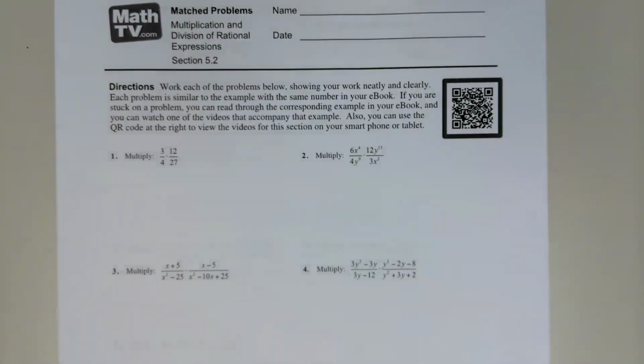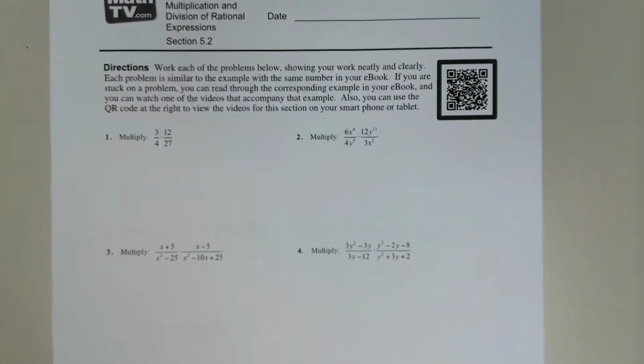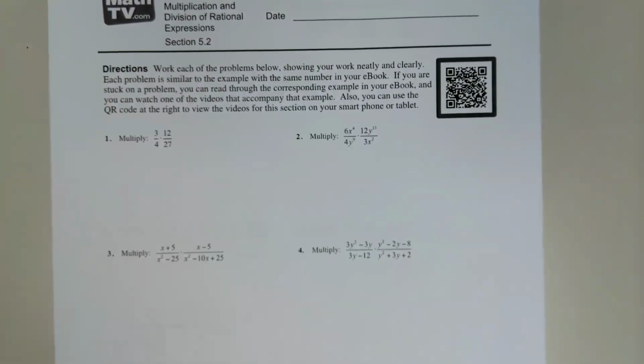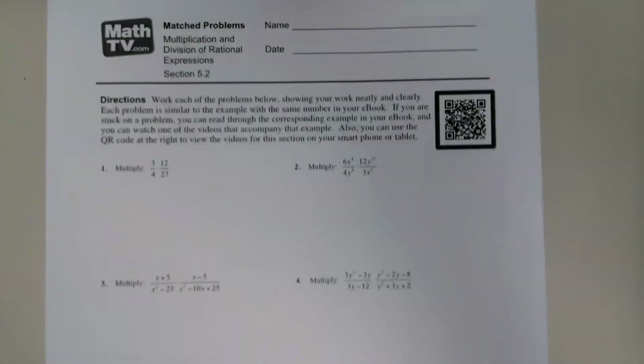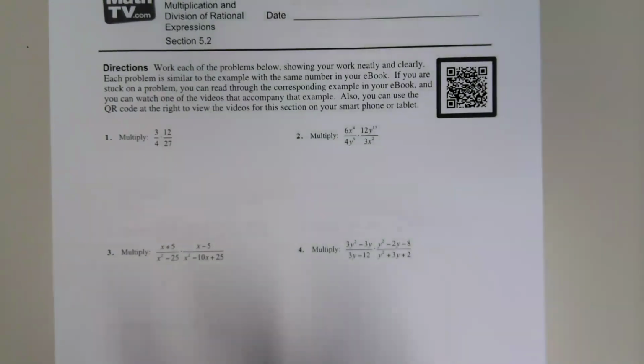So remember in 5.1, we learned how to simplify rational expressions, and now we're going to learn how to multiply them. Sometimes when multiplying them, we have to simplify them first. It makes it a simpler process.